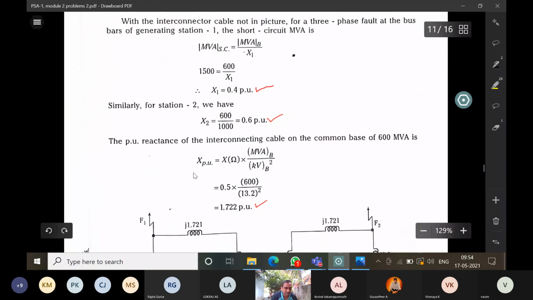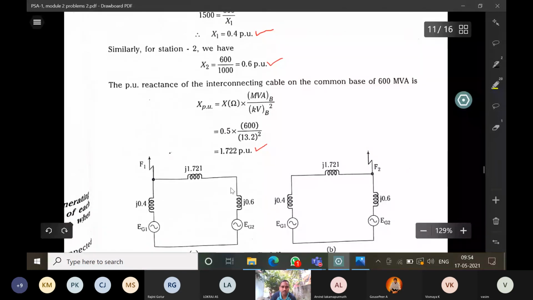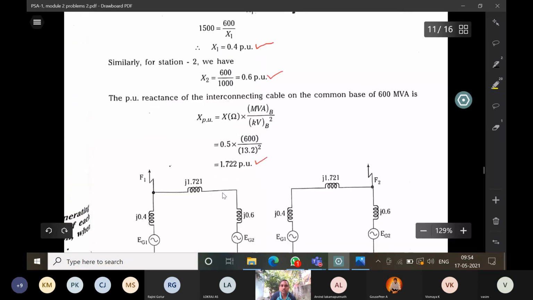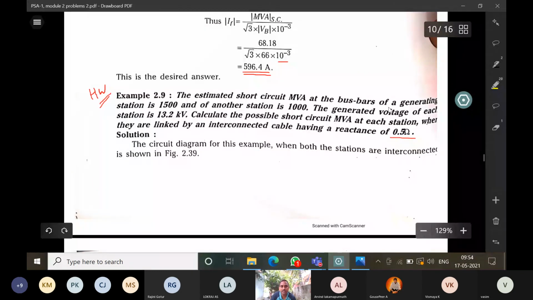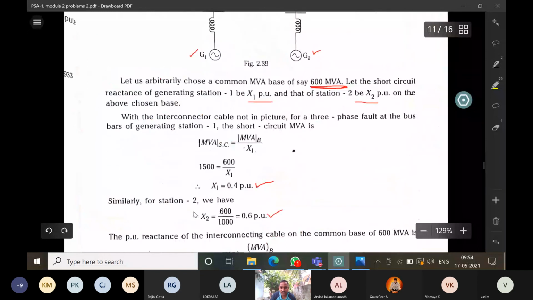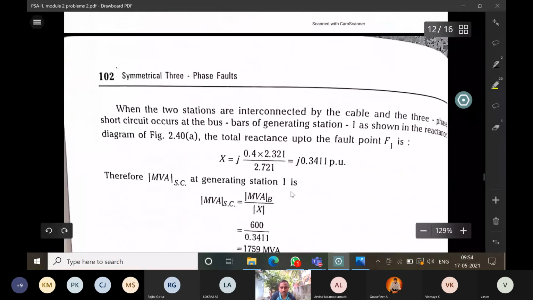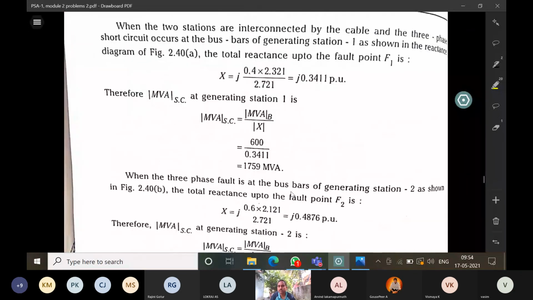So I will give some hints for doing this problem. Estimate short circuit MVA at the bus bar of generating stations. In both cases we need to calculate. So generating station 1, generating station 2. For generating station 1, calculate fault 1. For generating station 2, calculate fault 2. Okay, so do it at home.